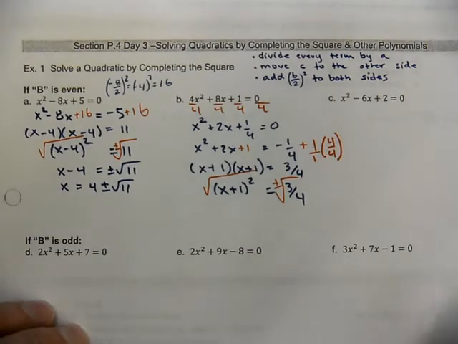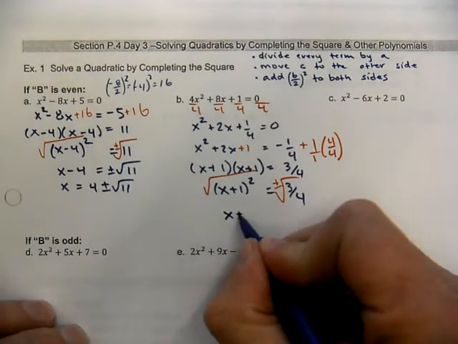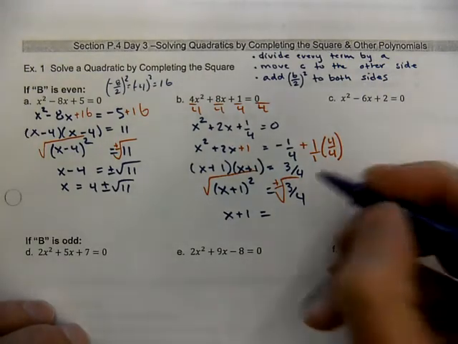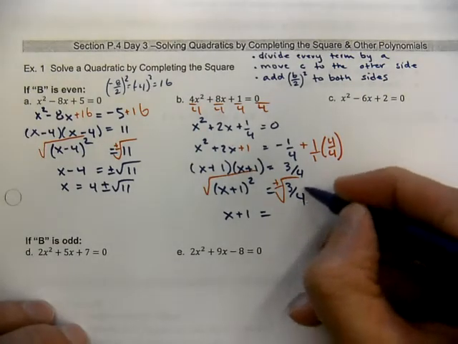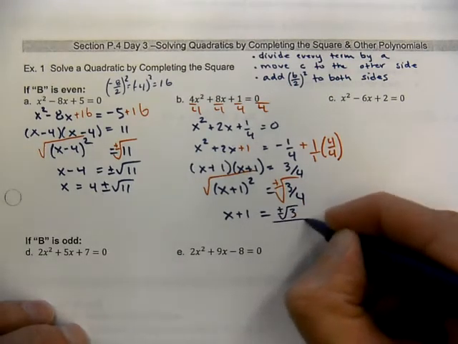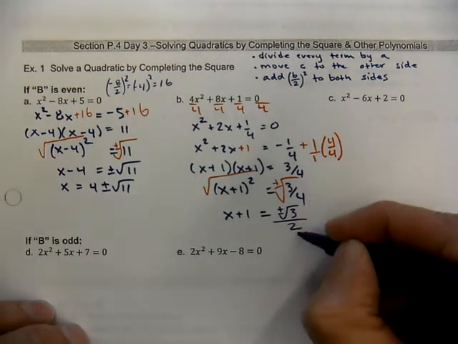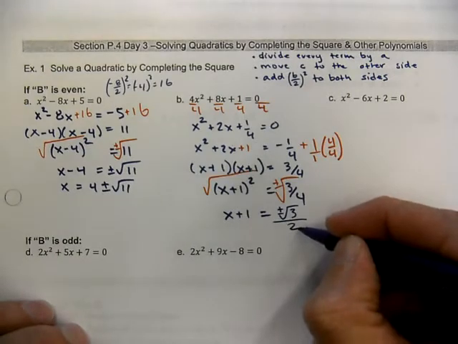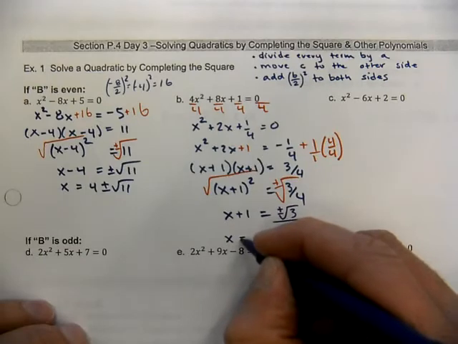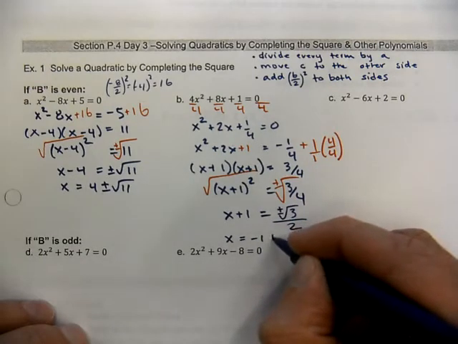So don't forget the plus or minus. We have an x plus 1 on the left-hand side. And on the right-hand side, we do have a perfect square of 4 in the denominator, so we will have the plus or minus root only over the 3, and the square root of 4 will give us that 2 that you see in the denominator. So lastly, I'm going to isolate the variable by subtracting 1 from both sides.